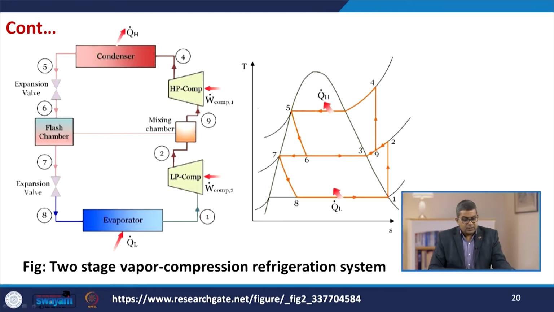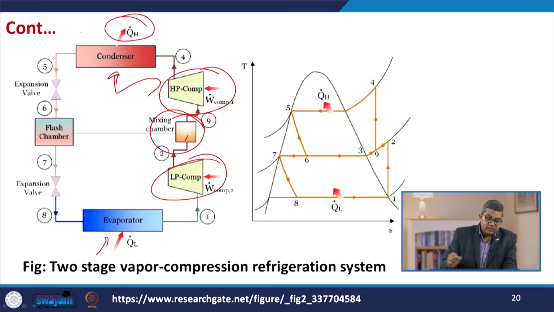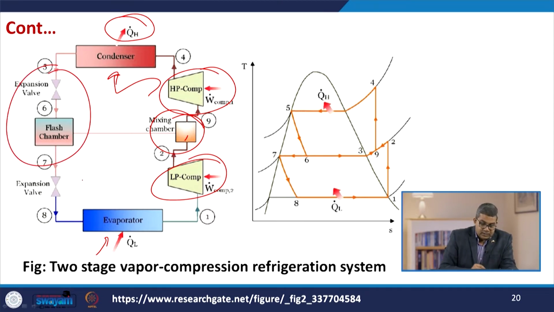Here you see the two-stage vapor compression refrigeration system. This is the evaporator through which you are extracting QL amount of energy from a low temperature source, and these are the two compression units: one is the low pressure compression unit and the second one is the high pressure compression unit. This is the mixing chamber, and this is subjected to the condenser where you are discharging QH amount of heat to the sink. Apart from this, the expansion valve is attached with the flash chamber. If you wish to represent this entire operation on the TS diagram, here you see that all the steps are demarcated.